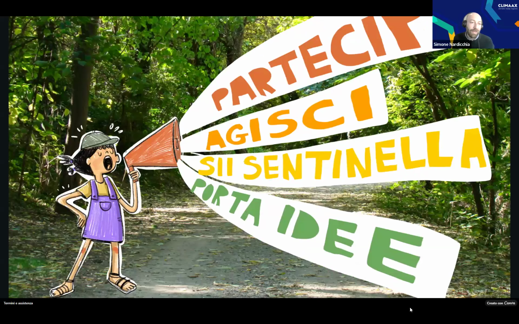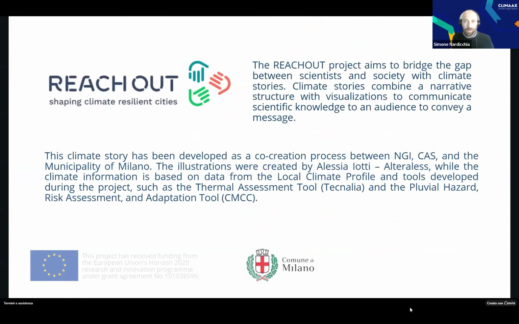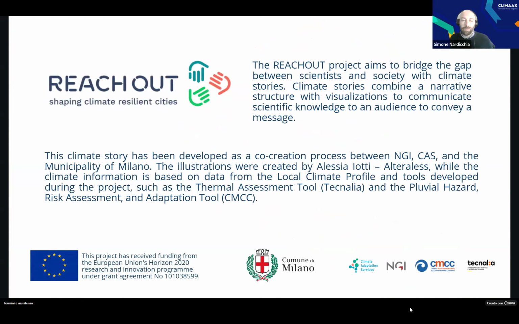So what Gaia tells the children is: be part of the change. Try to bring your ideas and share your experience. And yeah, this is about the project.